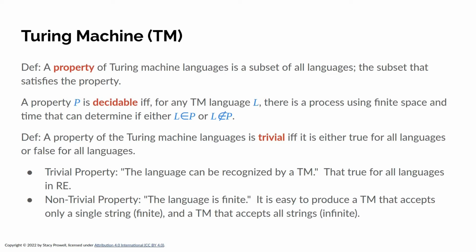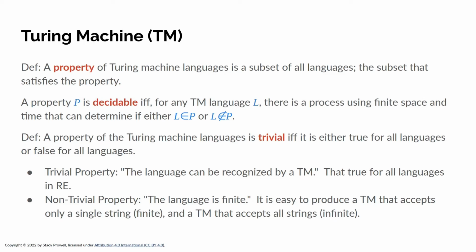So I'll say a property is decidable if, for any Turing machine language, I can tell you whether or not that language is in the property P, right? A property is a subset of all the languages. The things that are in the property are themselves languages. And the property holds for a language if that language is in the characteristic set for P.